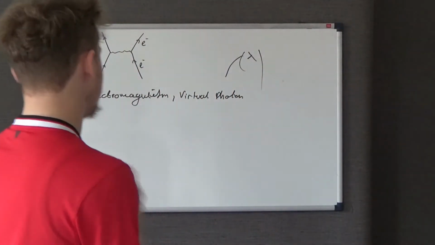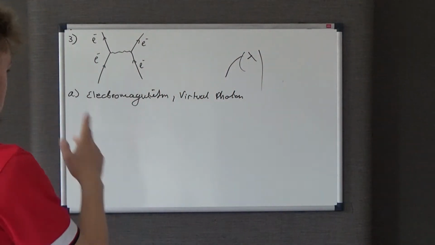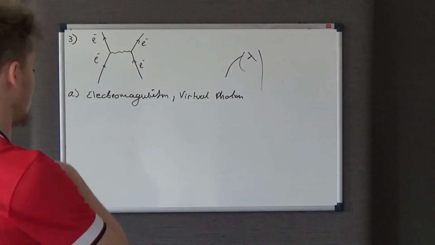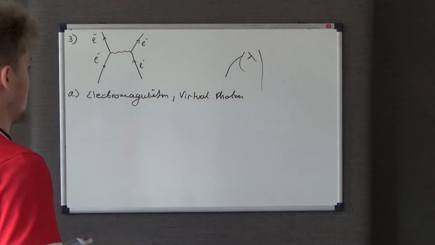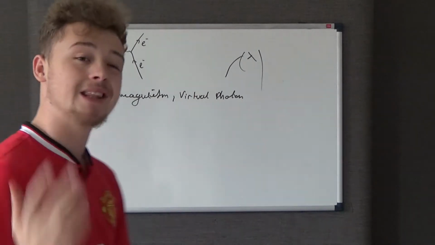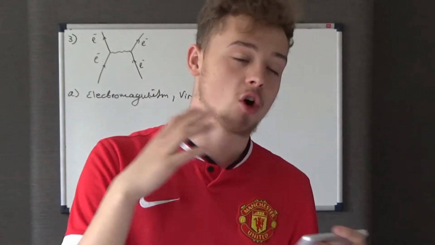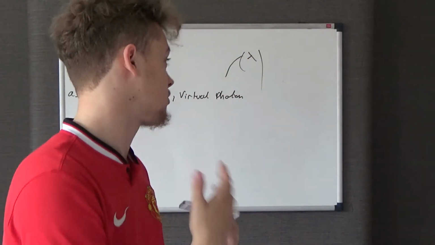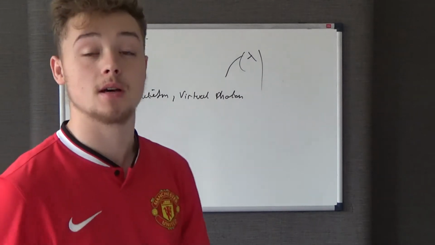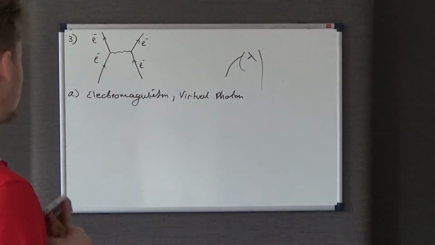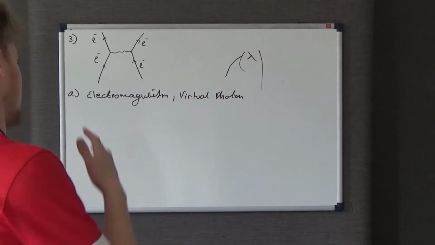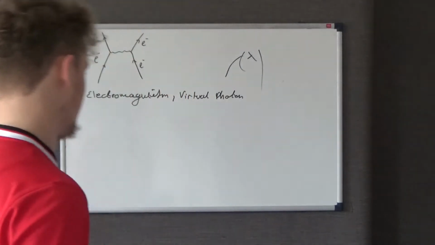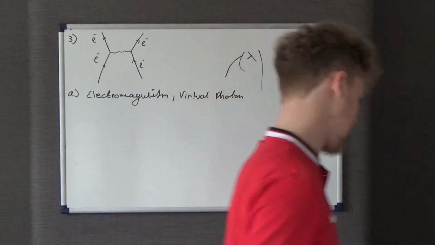Okay, so anyway, I was saying that for 3A, it's asking for what the virtual exchange particle is. Well, because it's an electron, and basically it's not decaying, the interaction is not weak, therefore the interaction must be to do with electromagnetism, and the exchange particle is a virtual photon. Okay, so that's 3A.